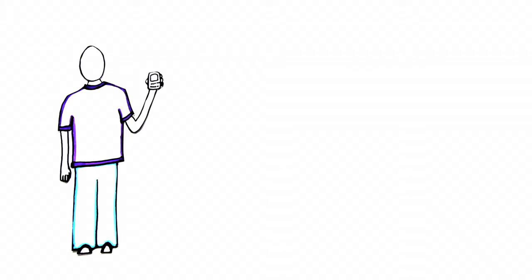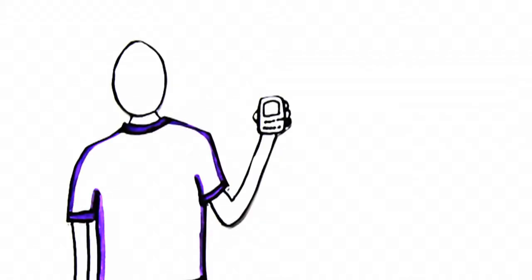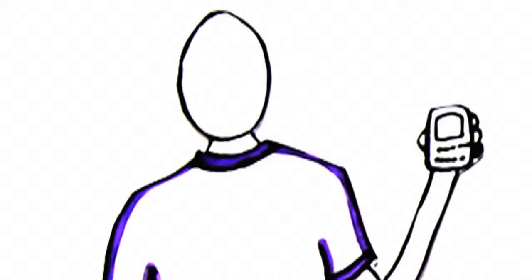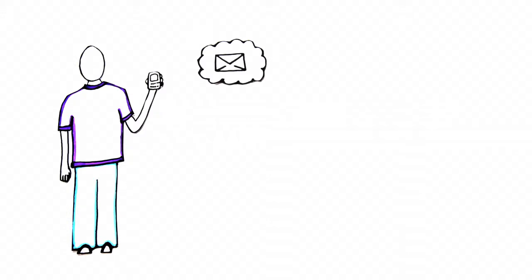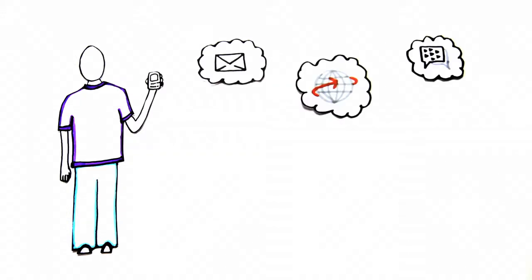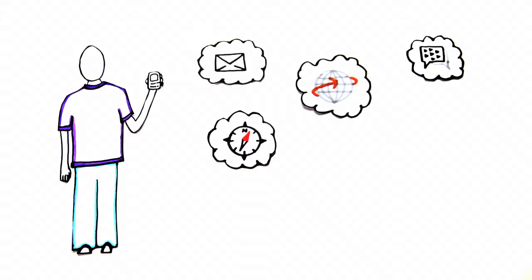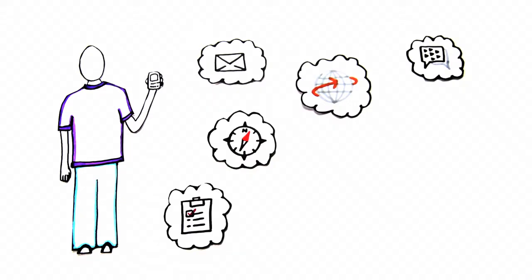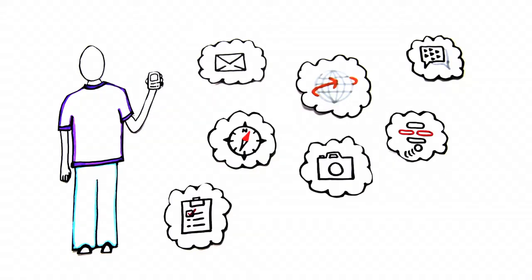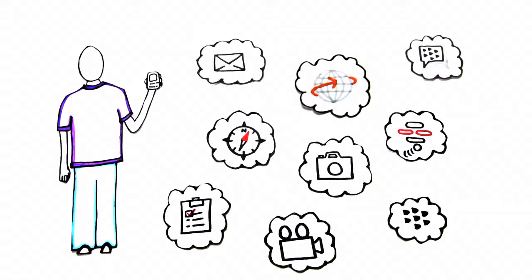Meet John. He likes to multitask with his BlackBerry, running several memory-intensive applications at the same time. He would check his email, surf the internet, send text messages, search the map for hard-to-find restaurants, organize his tasks, play games, take photos of his friends, watch videos, and use enterprise applications. Gosh, John sure is quite the multitasker.